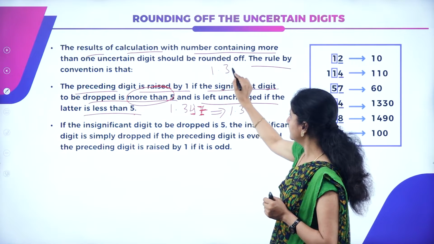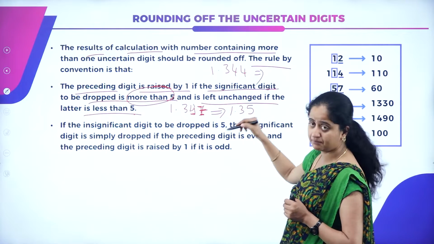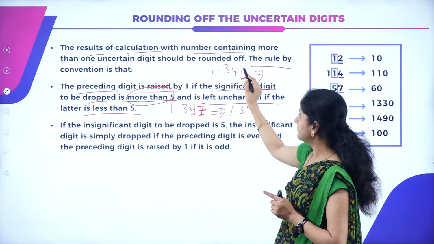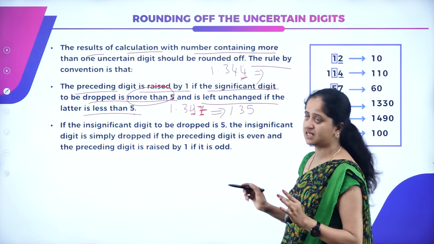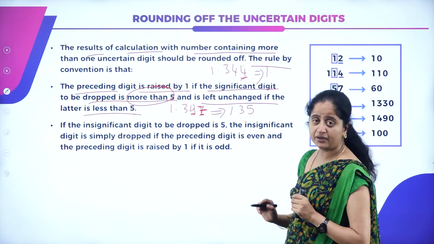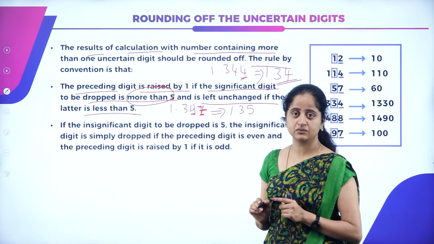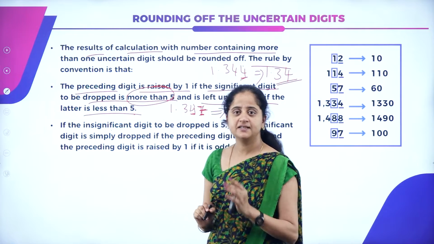That is 1.344. Suppose I have a number, this number is less than 5. In this case, the preceding number is left unchanged, which means it will be rounded off to 1.34. I hope this rule is clear to everyone. So let us see the next one.